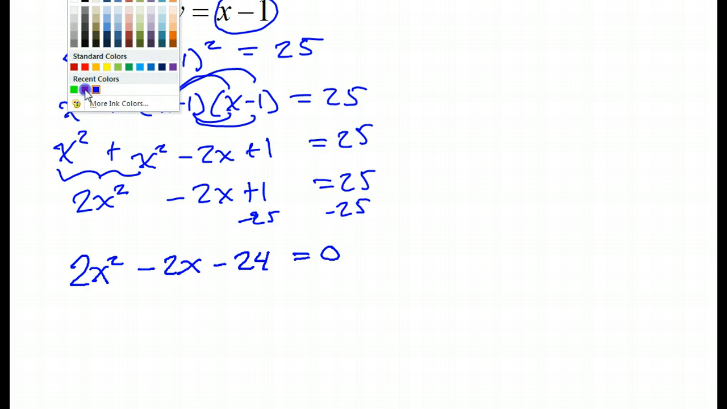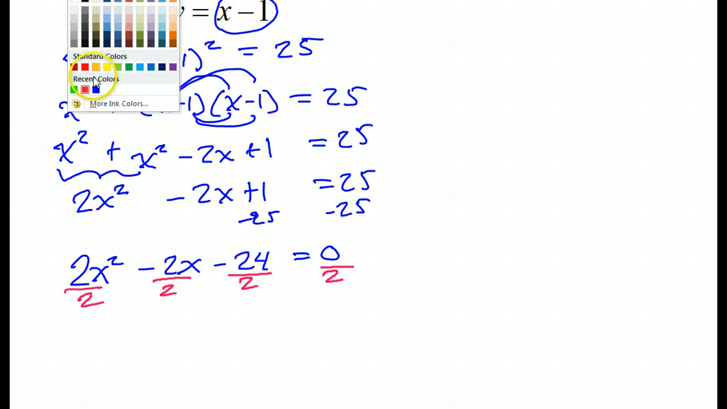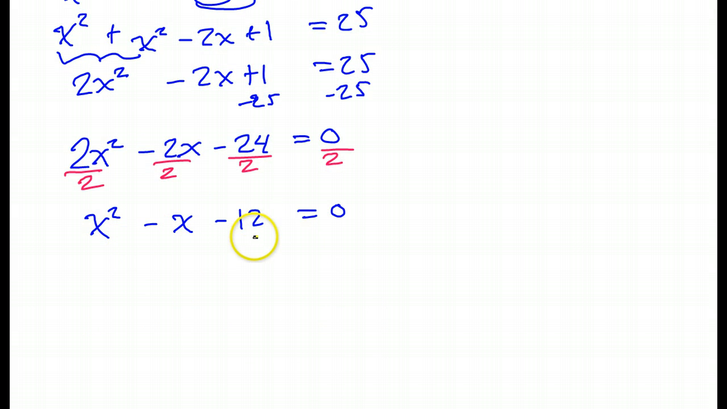Right now you're noticing that there is a common factor, and we're going to go ahead and divide everything by that common factor of 2. GCF, baby. So that's going to give me x squared minus x minus 12 is equal to 0. This will probably factor nicely if we're lucky. If you ever run into something that doesn't factor, you'll have to use the quadratic formula.